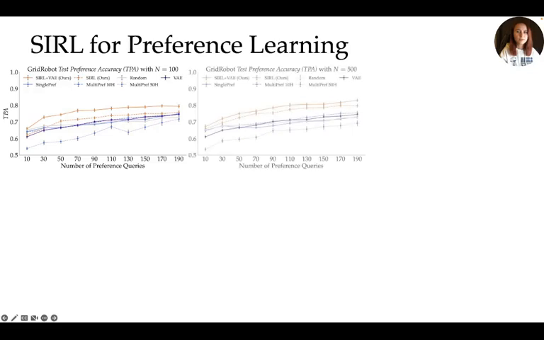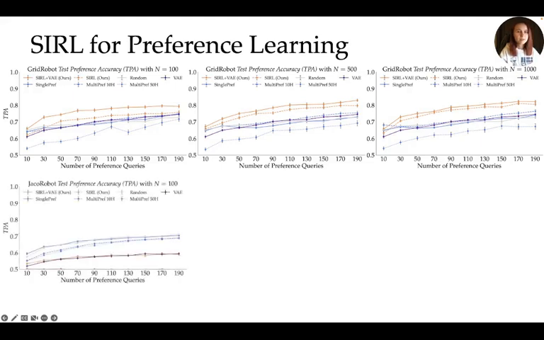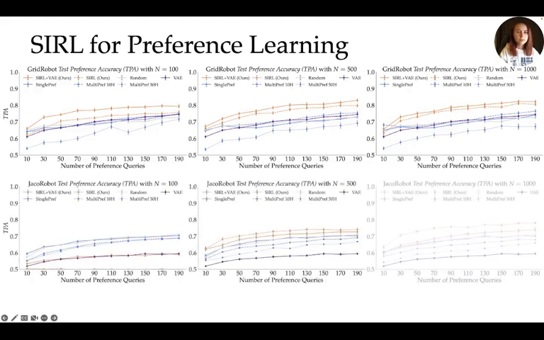Here I'm showing the results for GridRobot with 3 different amounts of training data increasing from left to right. And we see that SIRL in orange consistently gets better test preference accuracy than any of the other methods. And meanwhile, for the JacoRobot, we also see that SIRL performs better, but it needs a little bit more data to learn a good representation that performs better.